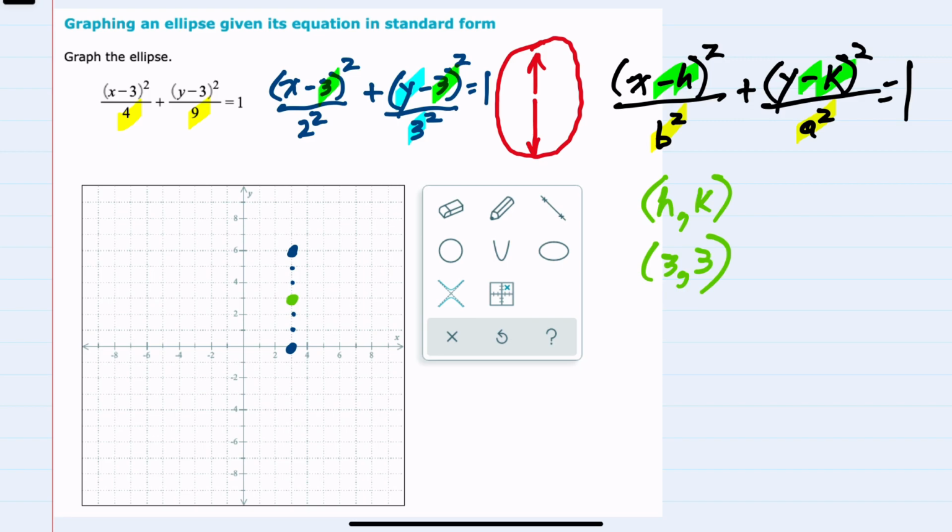This is our major axis. So a equals 3. And we can see that b² is 2², so b is 2. This is our minor axis. We would go 2 spaces to the right of the center and 2 spaces to the left of the center. And we now have 4 points that are on our ellipse. Connecting those in the form of an ellipse would give us our graph.